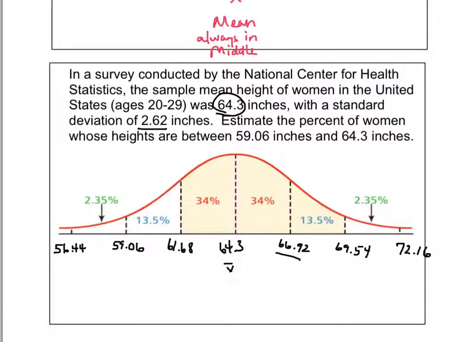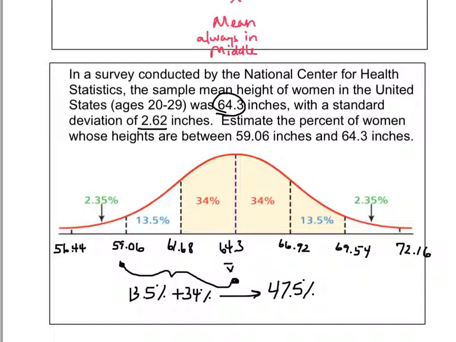Okay? Now, the question is asking, what percent of women have heights between 59.06 and 64.3? So I'm going to go on my normal curve and look. Here's 59.06 right here. Here's 64.3. I want to know the percentage of people in between those two values. Well, I've got 13.5% plus 34%, which if I add those two together gives me 47.5%. So 47.5% of women are between 59.06 and 64.3 inches tall.